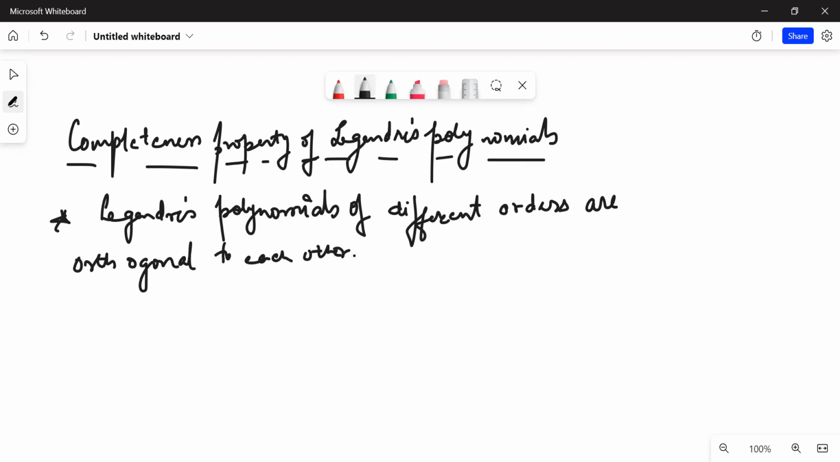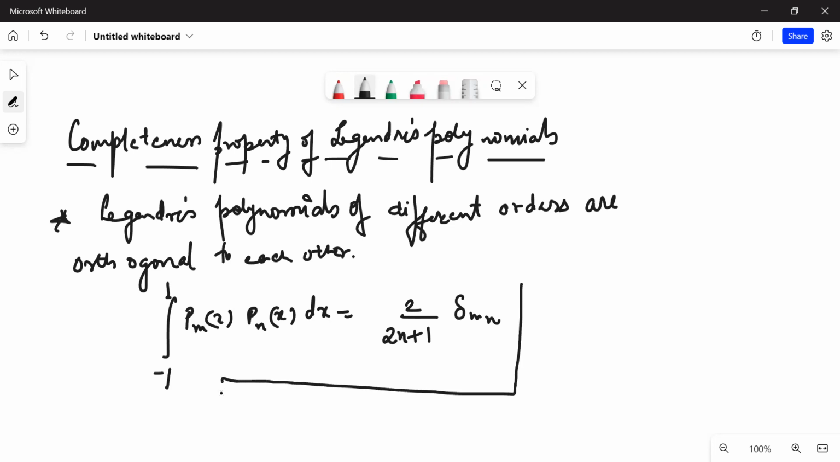I have written it in a different sense. I wrote the orthogonality relation like this: the integral from -1 to 1 of P_m(x) P_n(x) dx is equal to 2 upon 2n plus 1 times the Kronecker delta. So this is how I would write the orthogonality relation of the Legendre's polynomials.